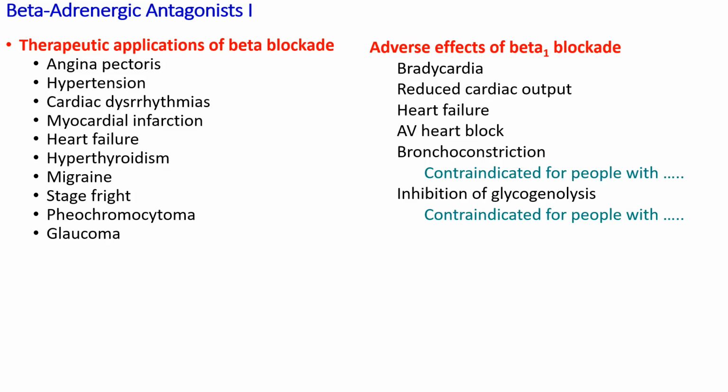Now, the adverse effects of beta-1 blockers: bradycardia. If necessary, it can be treated with atropine, because atropine will increase the heart rate. It can also result in decreased cardiac output. So beta blockers must be given with great caution in patients with CHF, heart failure, or decreased cardiac reserve.